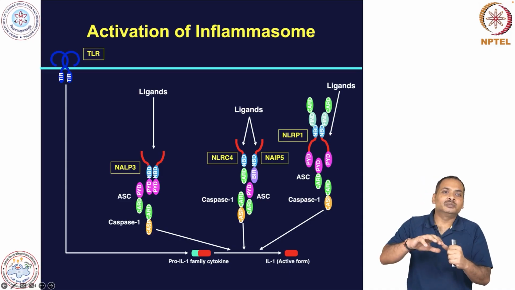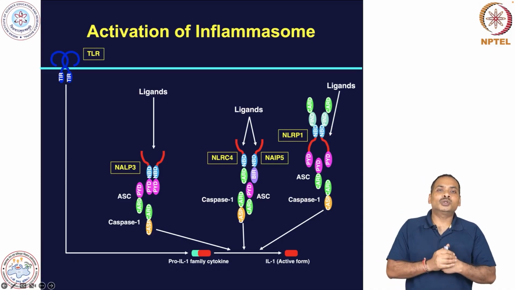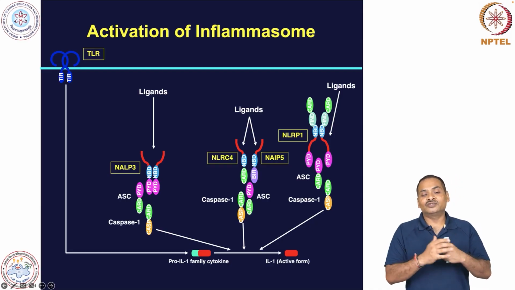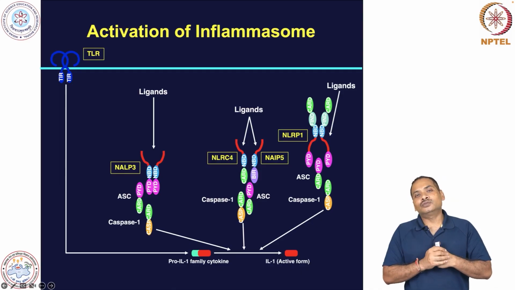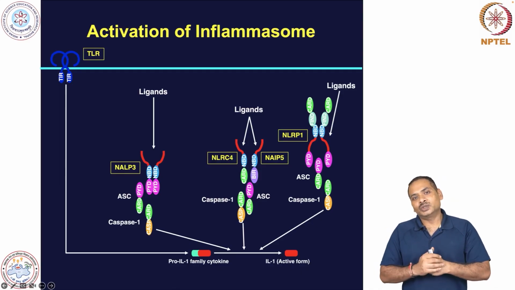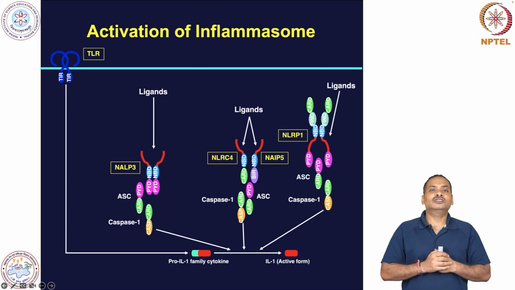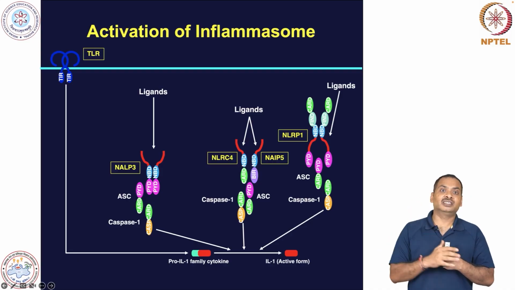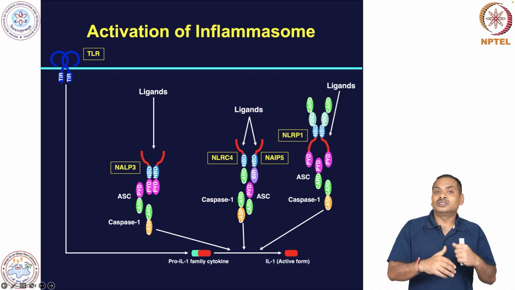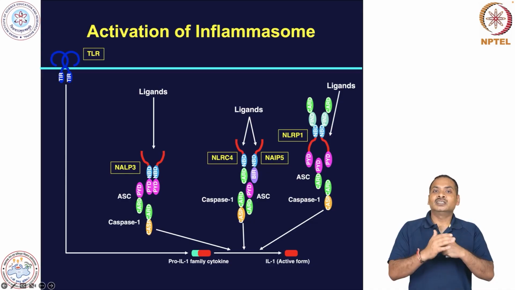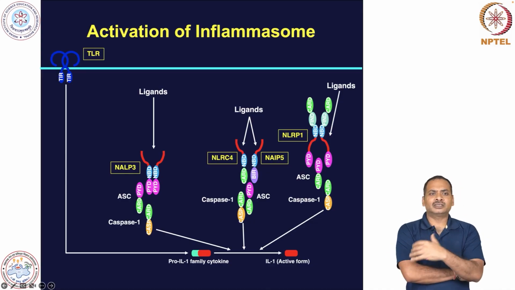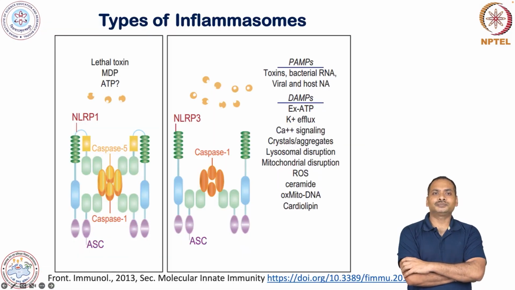These two signals work together, and then through this inflammasome multiprotein complex there will be processing of procaspase, and this procaspase will first make the active form of caspase, and this active caspase will cleave the pro-IL-1 family cytokine, and then there will be generation of active IL-1 family cytokine, which is secretory in nature. Before cleavage it is not secretory. Once it is cleaved, then it is secretory. So this is the basic concept of inflammasome.